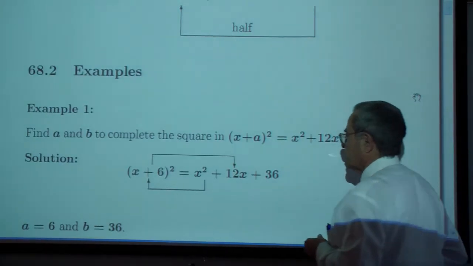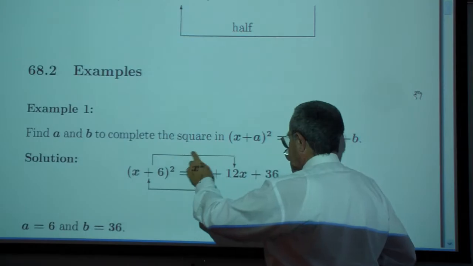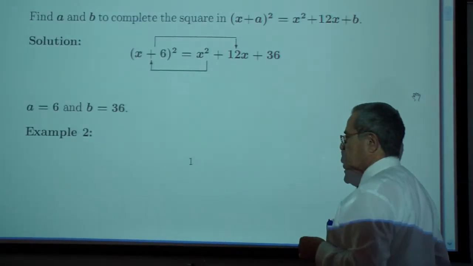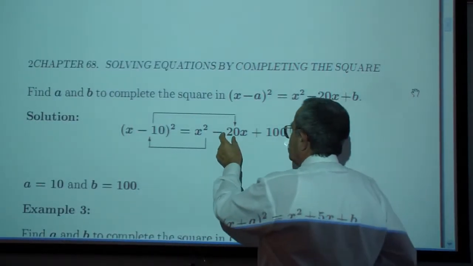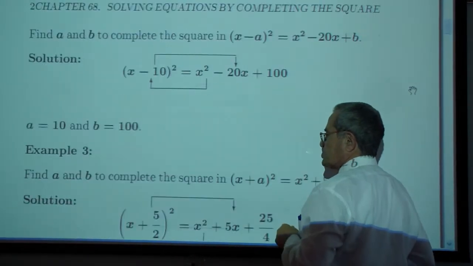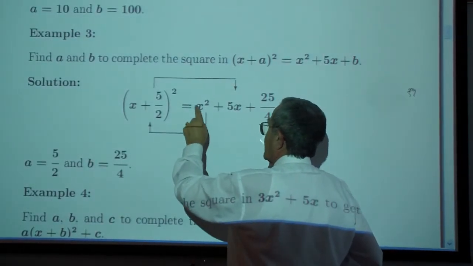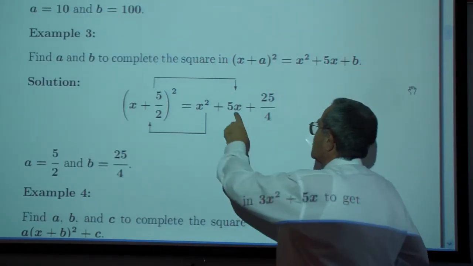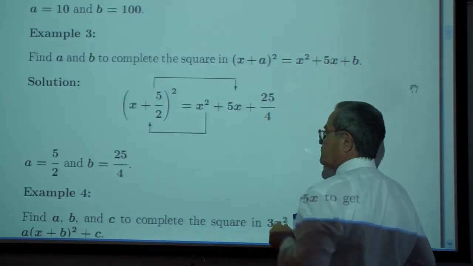Example 1. You have a 12x, 1/2 of that is 6, and 6 squared is 36. A is 6, B is 36. In example 2, 20, half of that is 10, and 10 squared is 100. Example 3, note you have 1 times x squared. I can't overemphasize that. 1/2 of 5x is 5 over 2, and 5 over 2 squared is 25 over 4.